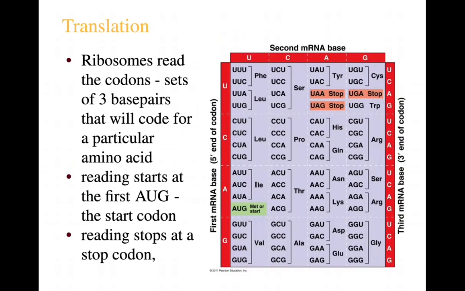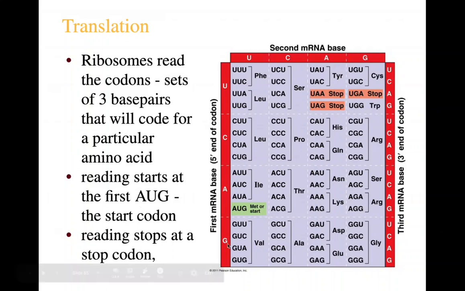So with translation, your ribosome is going to read these codons. Basically, you only have 4 bases, and you've got 20 different amino acids. You need them to be in sets of 3 in order to have enough. So the ribosome will read them. You have these codon charts. Nobody memorizes these.